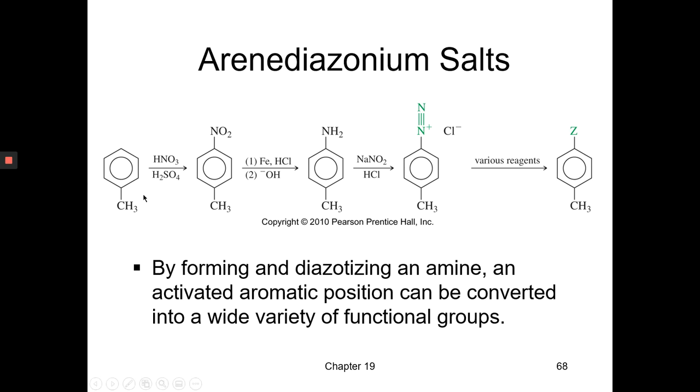Okay, for example, we could start with toluene. We could nitrate it. We could reduce the nitro group, say with iron and HCl, followed by hydroxide, to the primary aromatic amine. Okay, then we can generate nitrous acid using sodium nitrite and HCl, and that produces the diazonium salt. And then there are various reagents that we can use to replace that diazonium group. We have one of the very best leaving groups there is, and that's nitrogen gas.